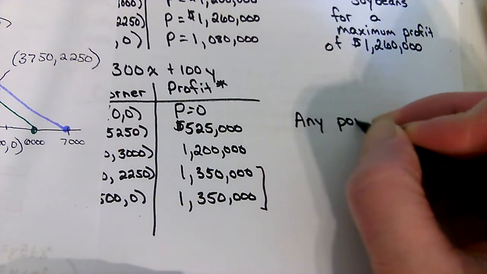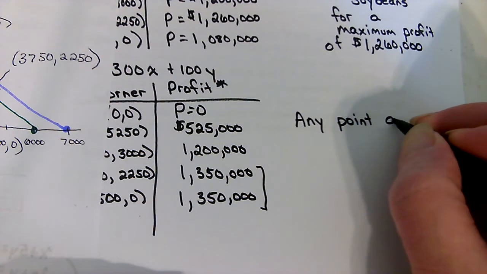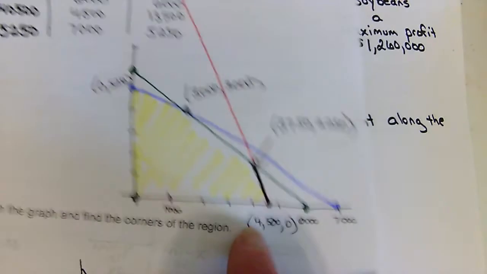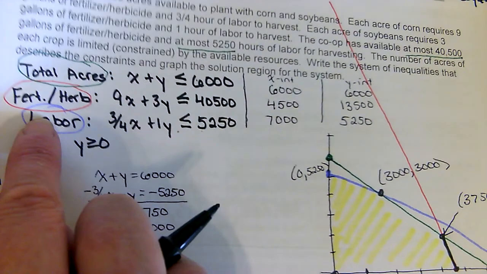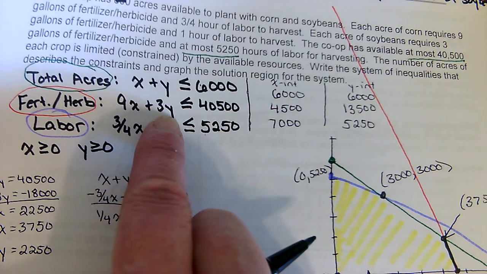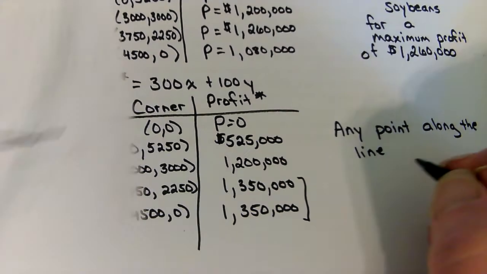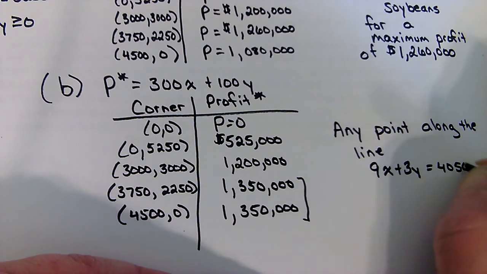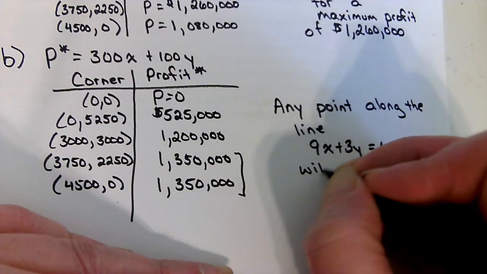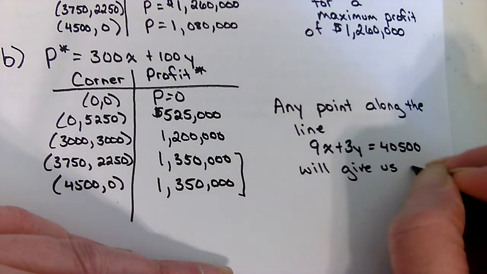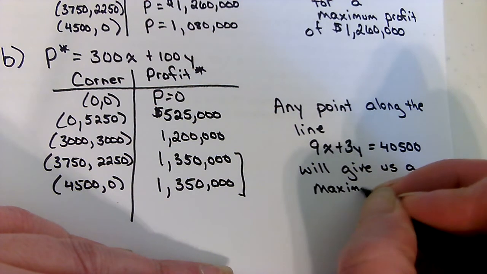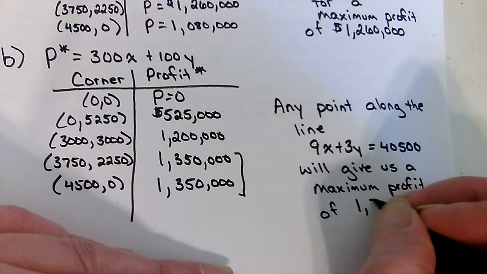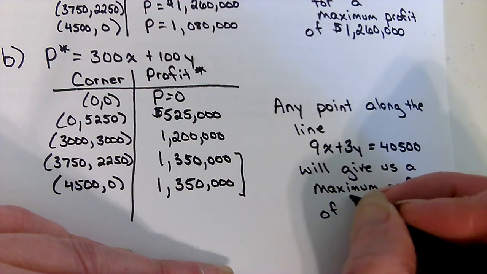Any point along the line, and I have to figure out which line that is. That was the red line. Red line was this one, 9x plus 3y. And if we're talking about the line, it's just an equal sign. 9x plus 3y equals 40,500 will give us a maximum profit of $1,350,000.